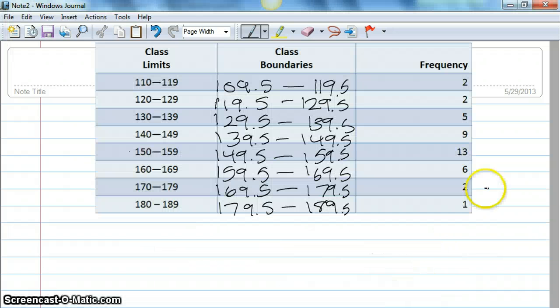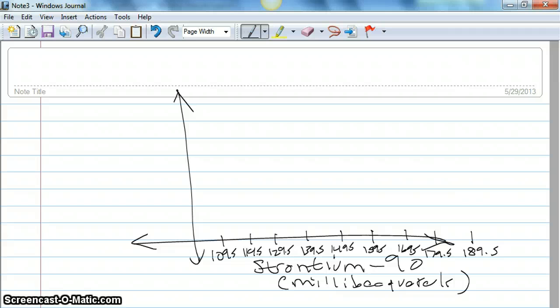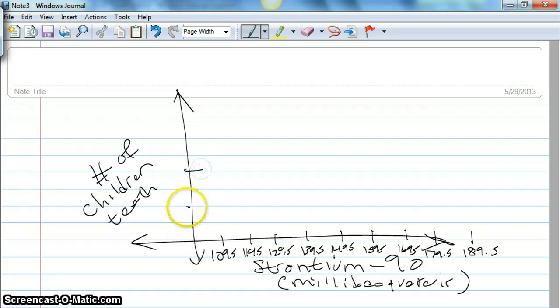Also remember, we have frequencies as small as 1 all the way up to 13. So I need to give my vertical axis, which represents number of children's teeth, or the frequency of our classes, hash marks that are going to accommodate values as small as 1 all the way up to 13. Now, I have 7 hash marks here. I'm going to say this is 2, 4, 6, 8, 10, 12, and 14.